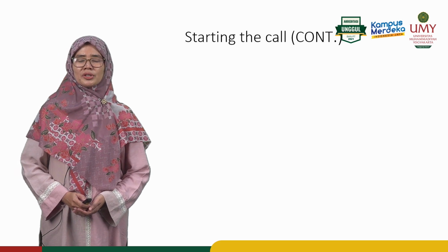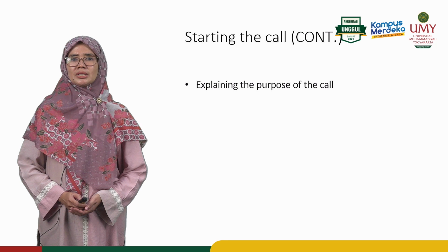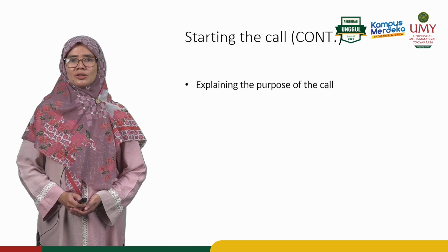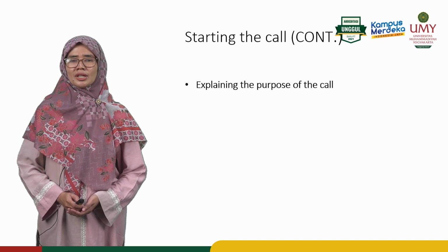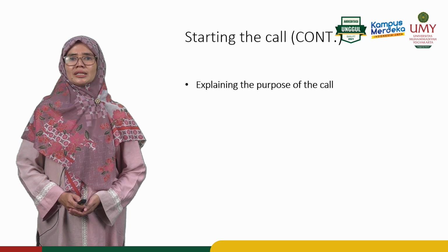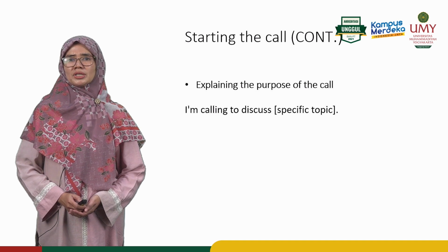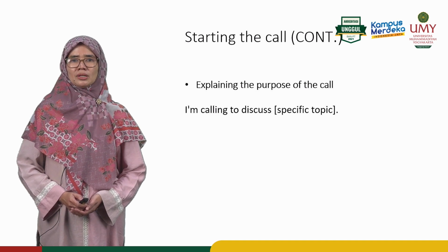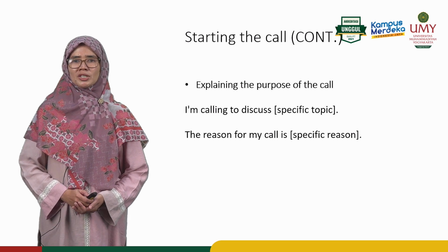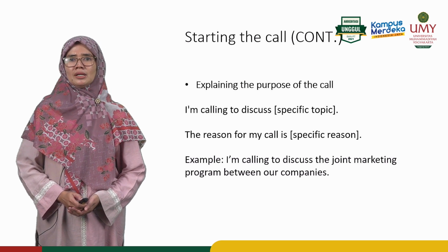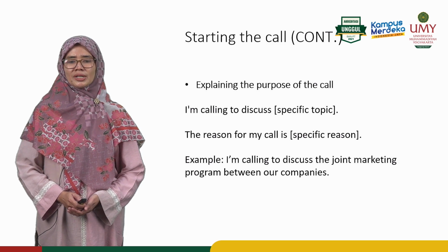Now we move on to the next procedure, explaining the purpose of the call. Clearly stating the purpose sets the direction for the conversation. It helps both parties understand what needs to be discussed and keeps the conversation on track. You can say, I'm calling to discuss, you mention the specific topic, or the reason for my call is, you mention the specific reason. For example, I'm calling to discuss the joint marketing program between our companies.